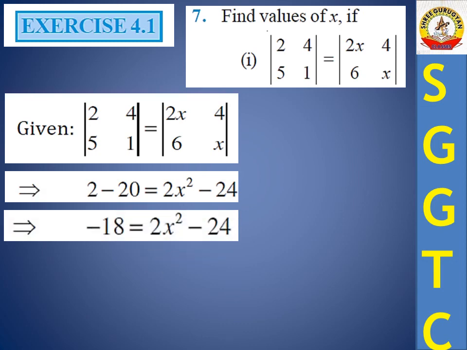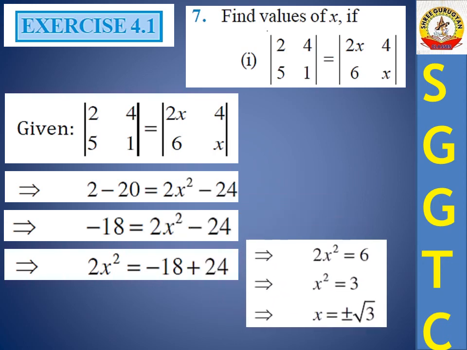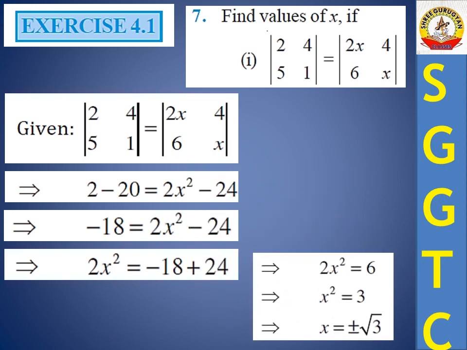And I further calculate, definitely minus 18 is equal to 2x square minus 24, and total you get 2x square is equal to minus 18 plus 24. So my answer is only and only x is equal to plus or minus root 3. Here both answers are true, x is equal to plus or minus root 3.